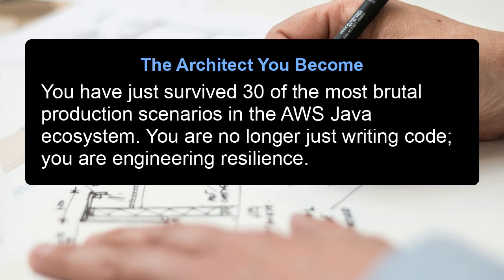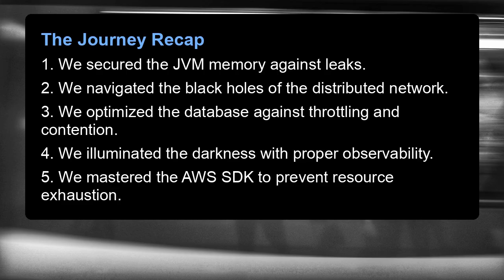The architect you become. You have just survived 30 of the most brutal production scenarios in the AWS Java ecosystem. You are no longer just writing code. You are engineering resilience. The journey recap. 1. We secured the JVM memory against leaks. 2. We navigated the black holes of the distributed network. 3. We optimized the database against throttling and contention. 4. We illuminated the darkness with proper observability. 5. We mastered the AWS SDK to prevent resource exhaustion.